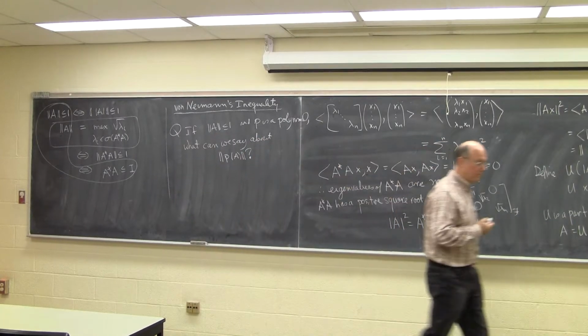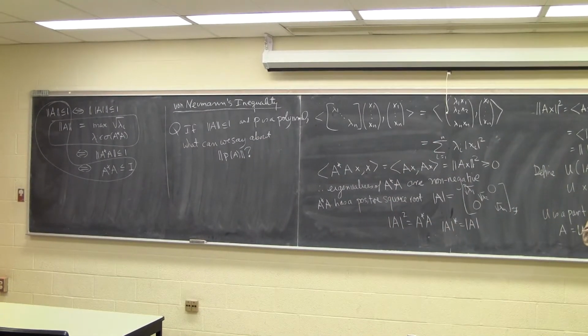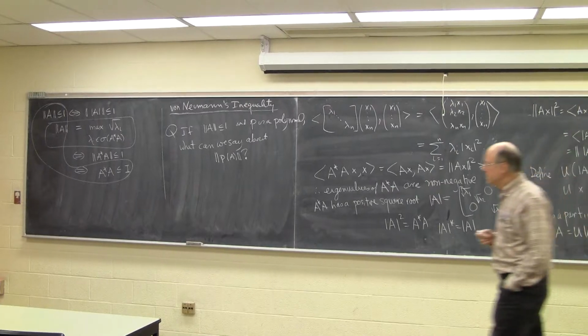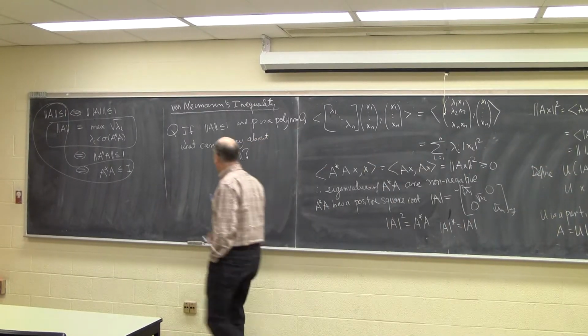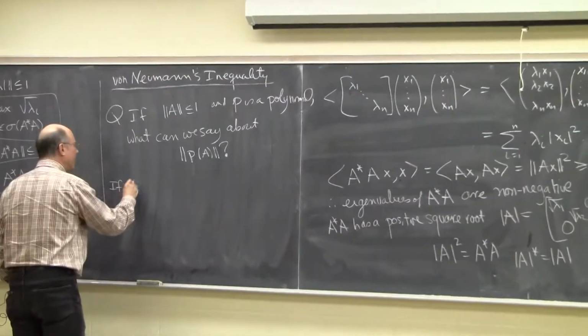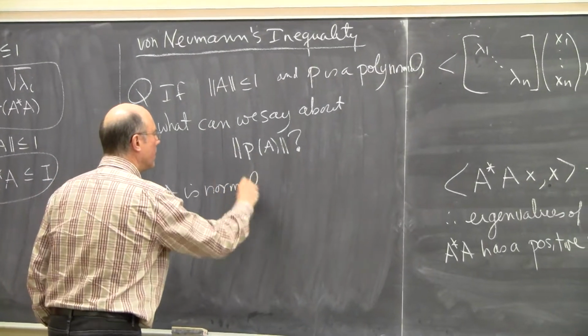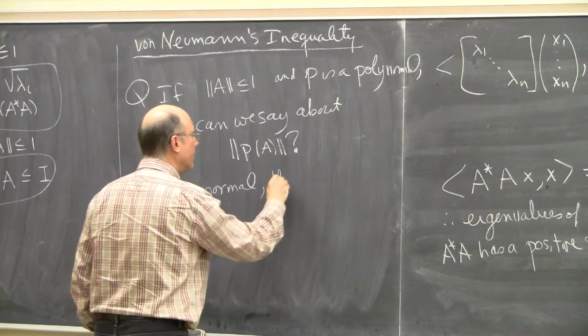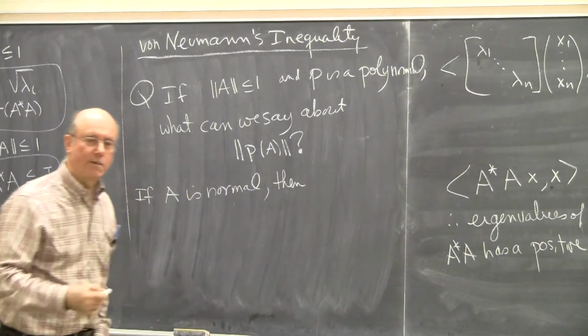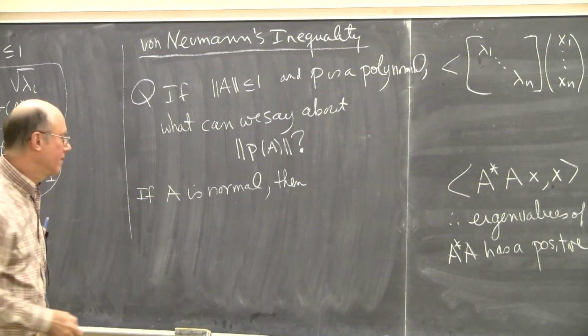So let me just say a little bit about the easy case. If A is normal, then it's diagonalizable with an orthonormal basis, right?